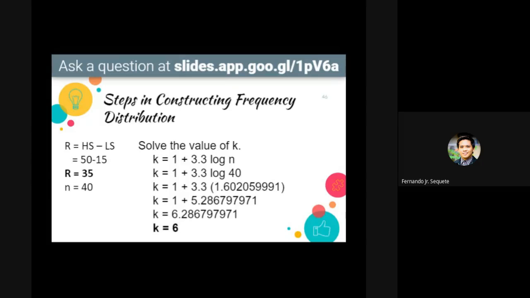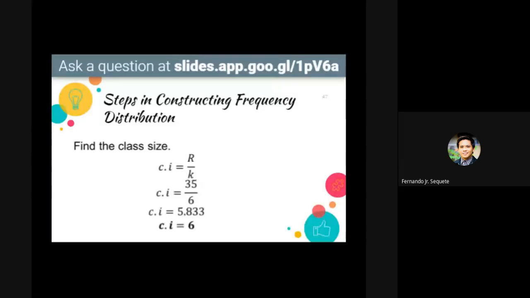You now have your r, children. You also now have your k. So the next value that we have to identify is the class size. Okay, so we have 35 divided by 6. You have 5.833 or 6. Okay, so that is your class size.